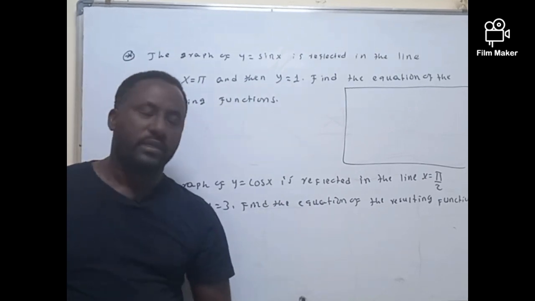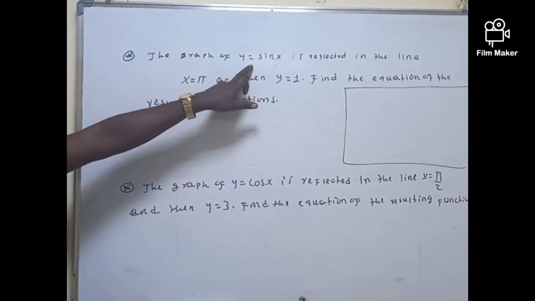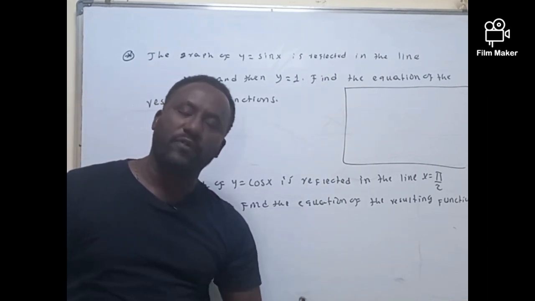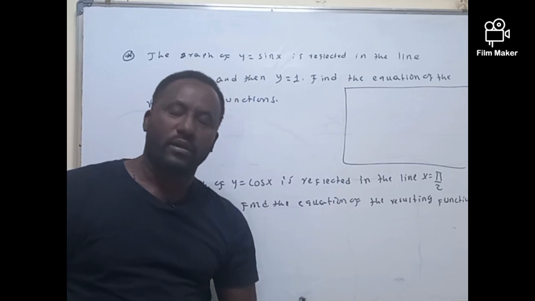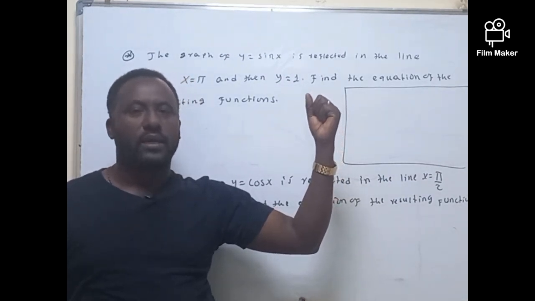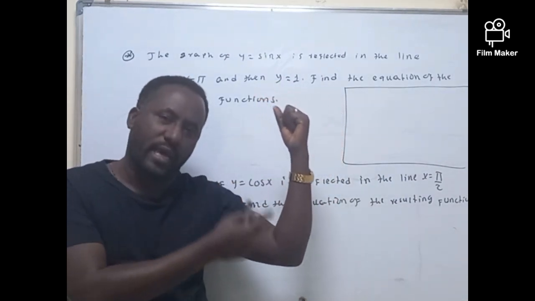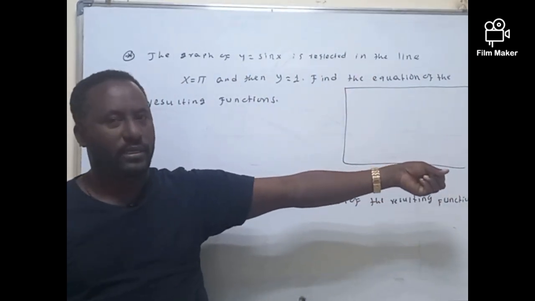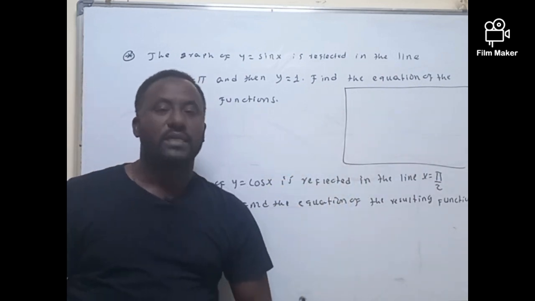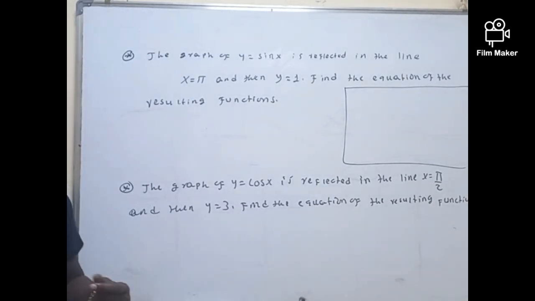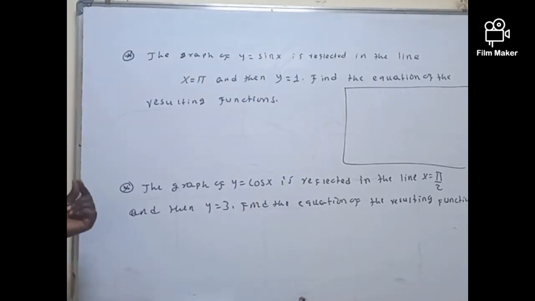What's the problem? The graph of this function is reflected in two different lines. First, the graph of sin x is reflected in the vertical line x is equal to pi. After we have reflected the graph of sin x with a vertical line, it is reflected again with a horizontal line. Then what will be the image after we have applied these two reflections? Then for the second problem, look at the problem.